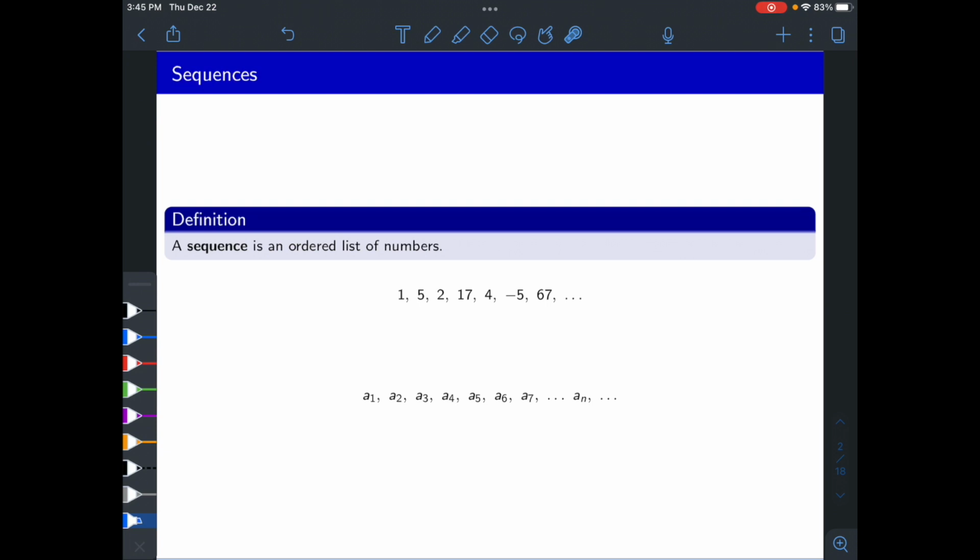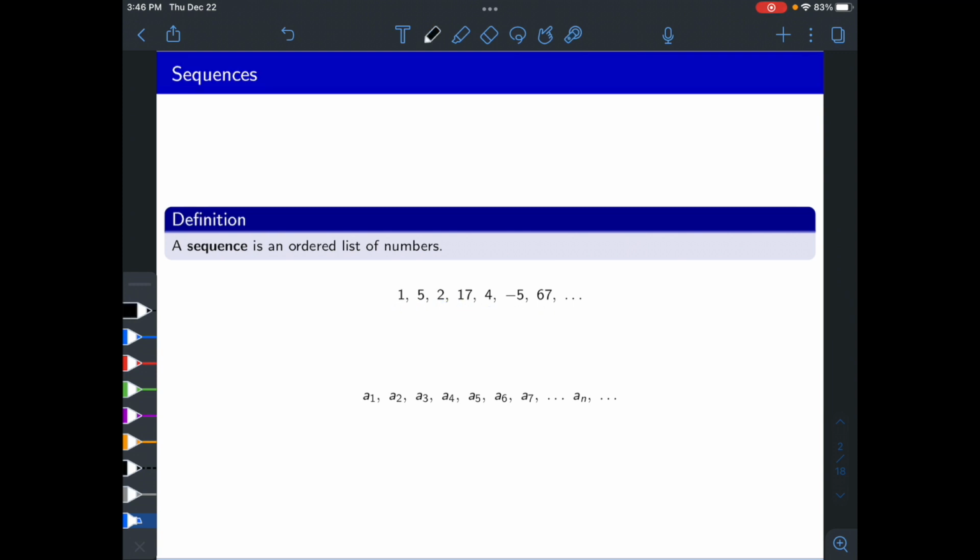When I say ordered, I don't mean that they're necessarily increasing or that they're decreasing or that the order even makes any sense. The order could be totally random. It just means where the entries in the sequence show up matters. Like this sequence right here goes 1, 5, 2, 17, 4, negative 5, 67.